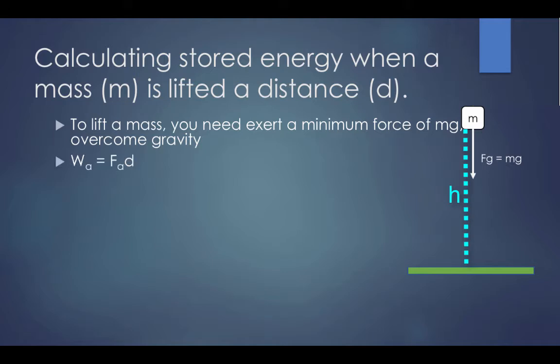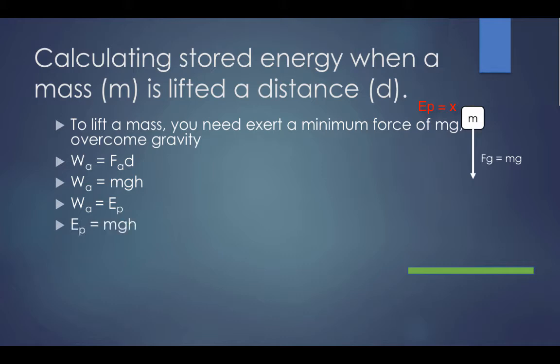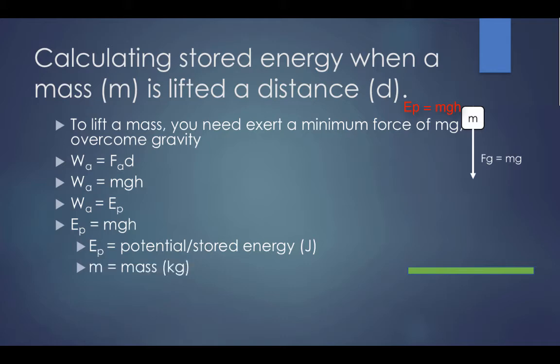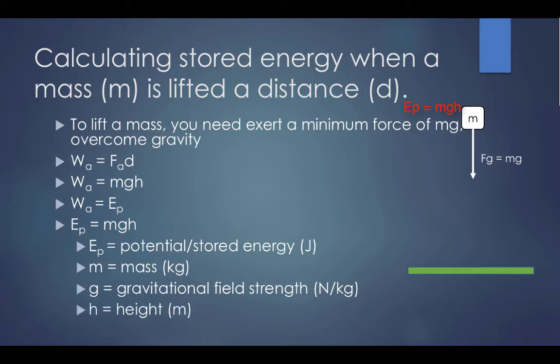Work from the applied force equals force applied times d. Force applied to overcome gravity is mg, and distance is actually height h. Subbing in, we get work applied equals m times g times h. As we lift the mass, the work done to the mass becomes stored in the mass as gravitational potential energy, E sub P or U. Potential energy, therefore, is mgh, where E sub P is stored energy, m is mass in kgs, g is gravitational field strength, and h is the height in meters.